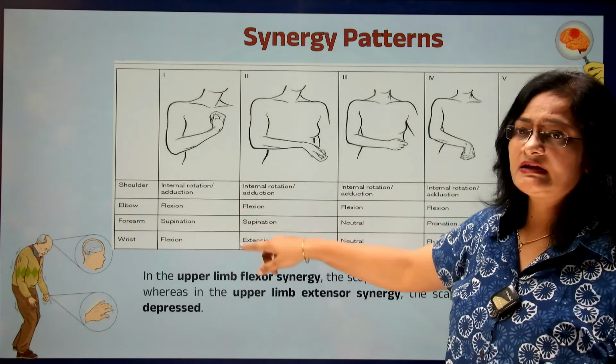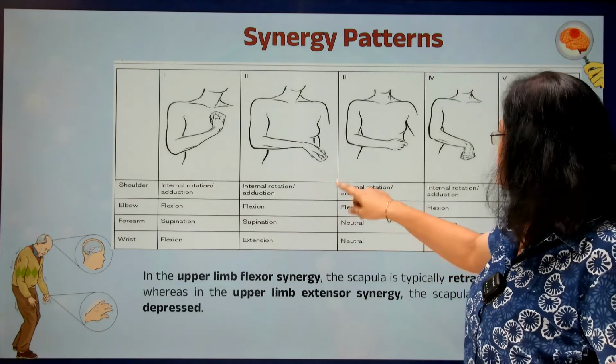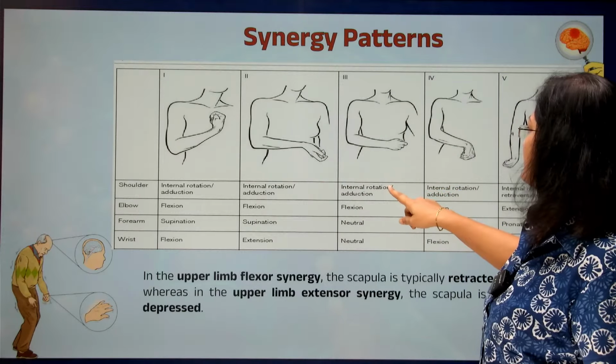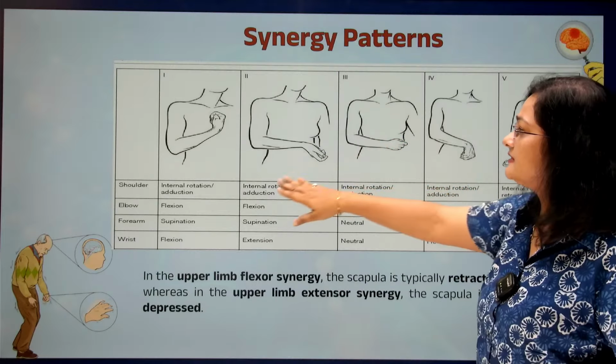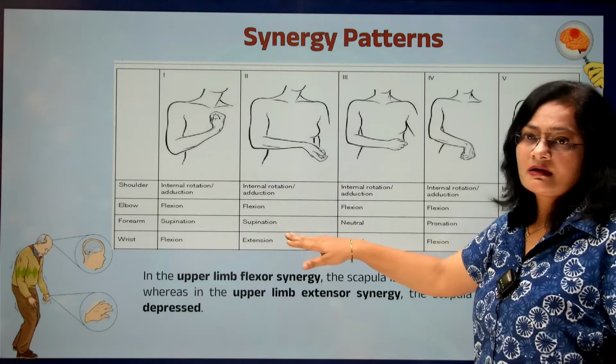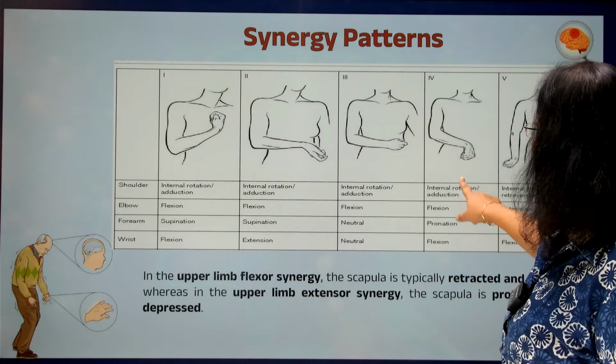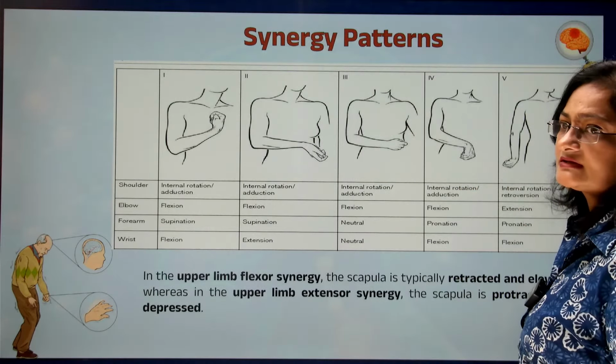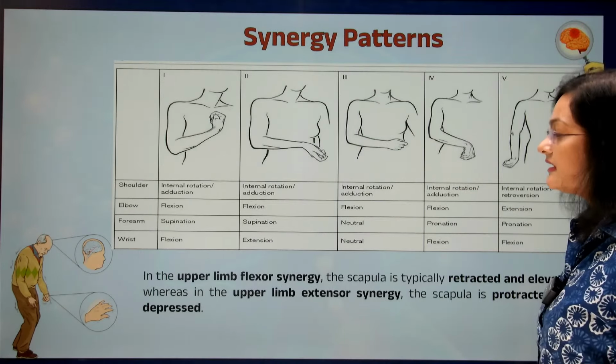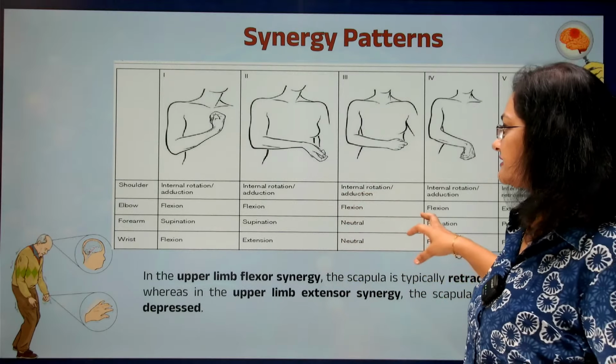You can see in this picture 1, 2 and 3. This is neutral position. This first and second you can consider as flexor synergy, and the fourth one and fifth one you can consider as extensor synergy. So various components are described here.